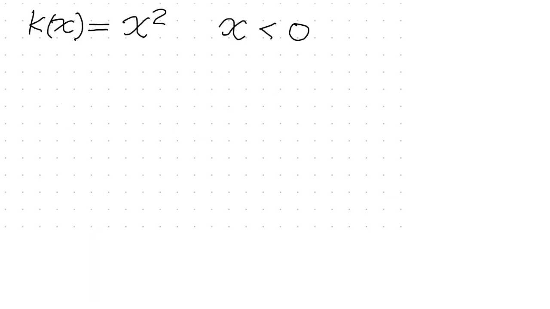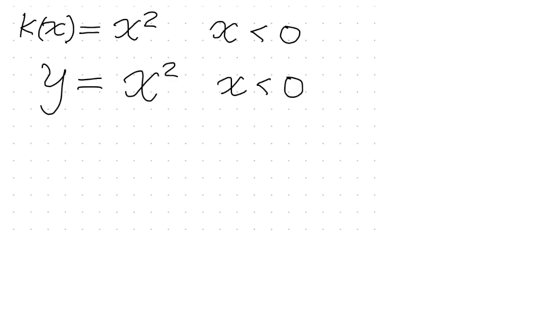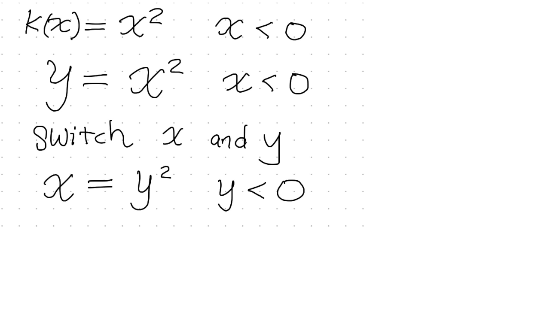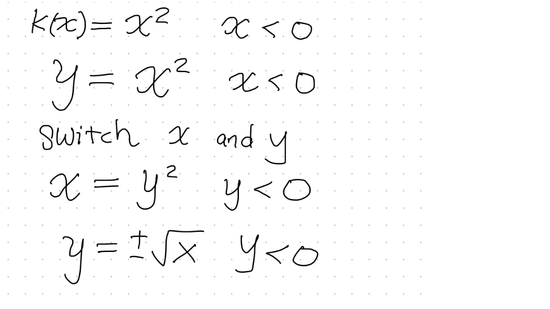Now let's find the formula for k inverse. Recall that k of x equals x squared, where the domain is all negative numbers. Next, we denote the output of the function k by letter y. Then we switch x and y, because for the inverse function, input becomes output, output becomes input. Then we solve for y equals plus or minus square root of x.